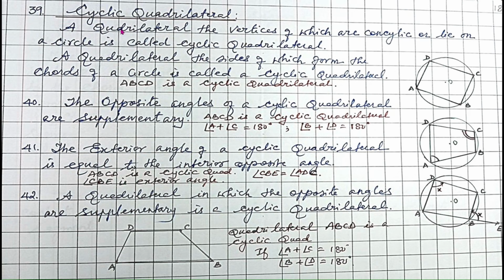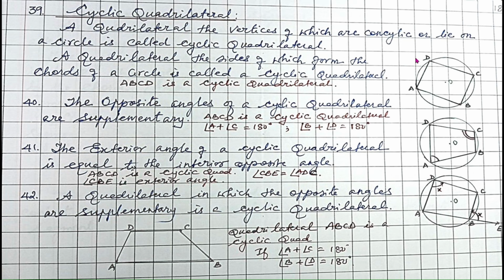Now the next important point of our study is cyclic quadrilateral. A quadrilateral, the vertices of which are concyclic or lie on a circle, is called a cyclic quadrilateral. A quadrilateral, the sides of which form the chords of a circle, is called a cyclic quadrilateral. ABCD is the cyclic quadrilateral here. Let me explain this to you.